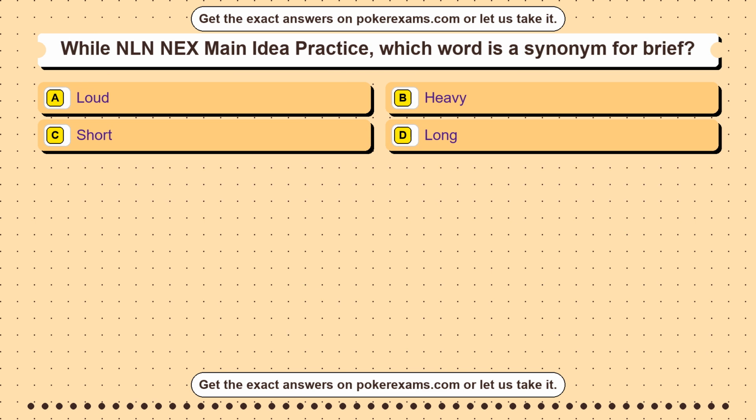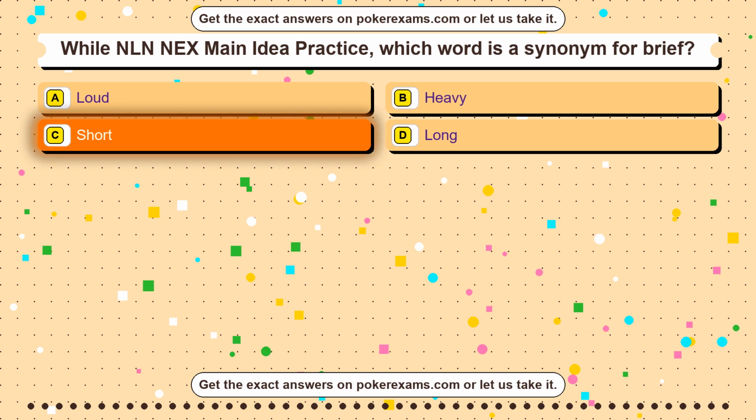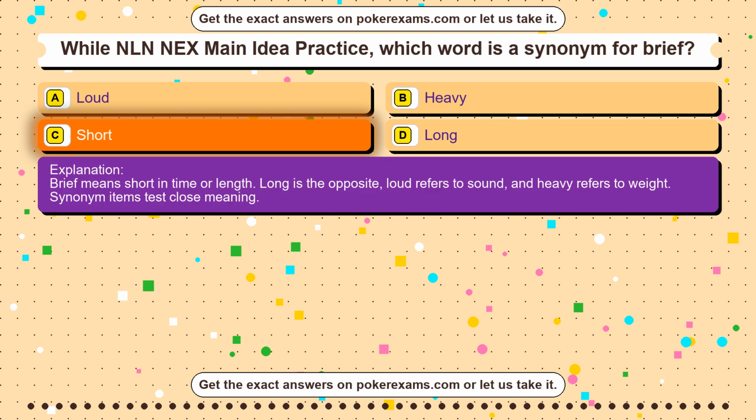Question 27. While Get History Practice Test, which number is 7 less than 20? Option A, 27. Option B, 140. Option C, 13. Option D, 17. The correct answer is option C. 7 less than 20 means 20 minus 7 equals 13. 17 subtracts only 3, 27 adds 7, and 140 multiplies. The phrase less than signals subtraction.